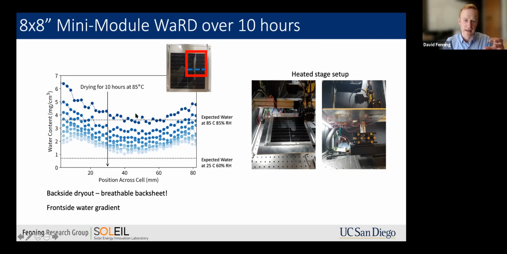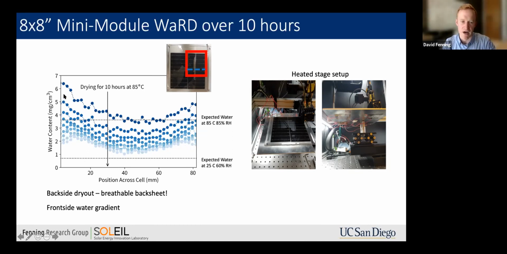As we expose it to 85°C, like in the XRT setup, where we cannot introduce humidity, but we want to avoid that condensation effect, so we keep it at 85C, what we see is the moisture within our module drying out over time until we reach a condition where the water concentration is essentially dry on the backside and has a concentration gradient on the front side.